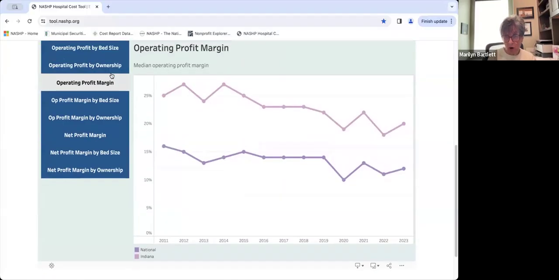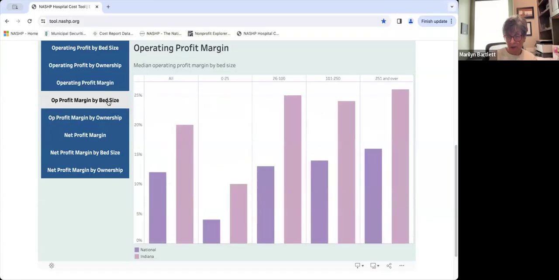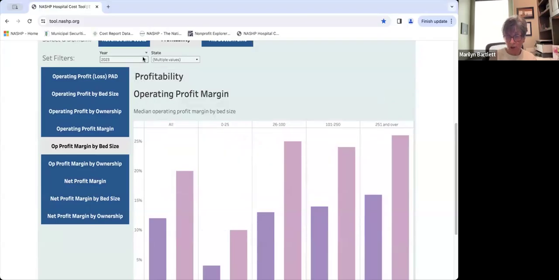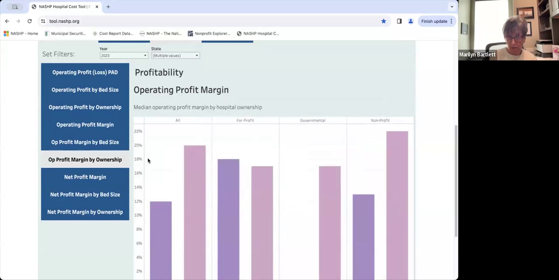We convert this to a margin. It's going to follow the same pattern as that profit or loss, but it's going to be stated in operating profit margin. Again, we can go by bed size. You can look at these different ones. You can hover over and see how many hospitals are included, what the number is. You can change it by year, so you could look at any year you want. And we show it by ownership.